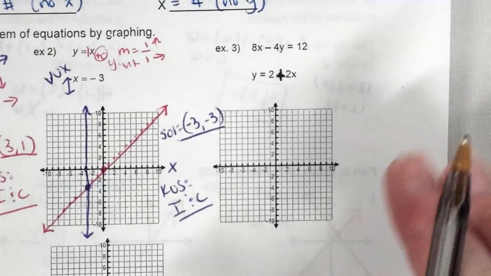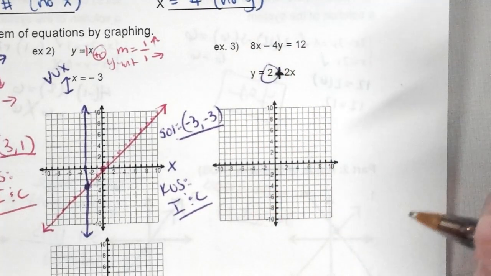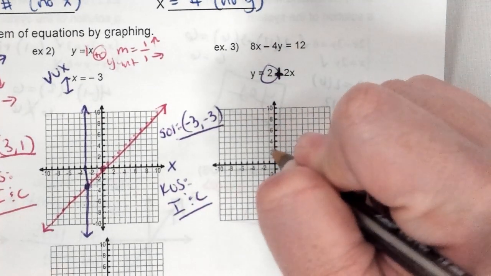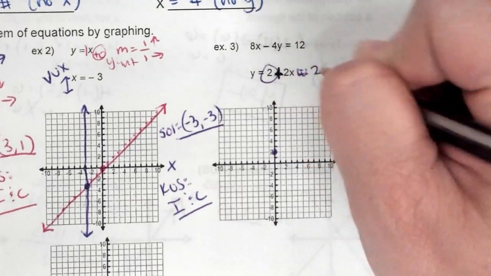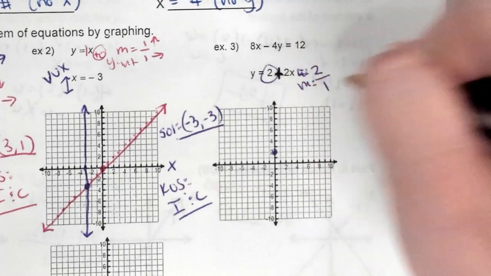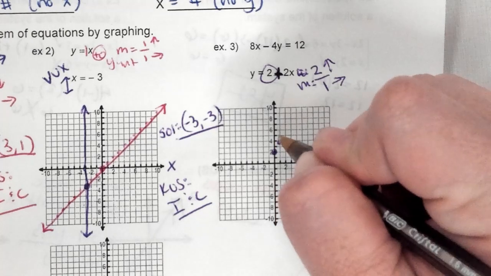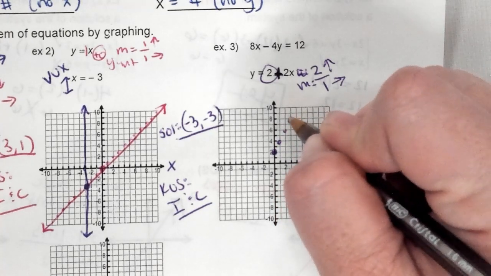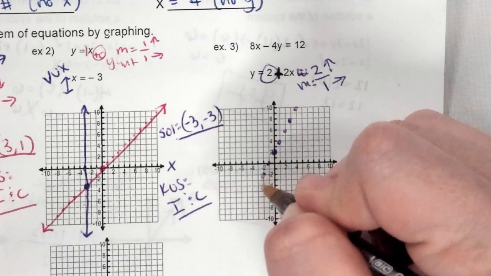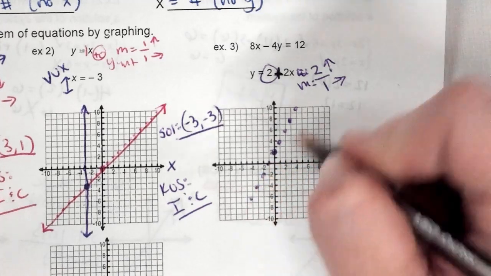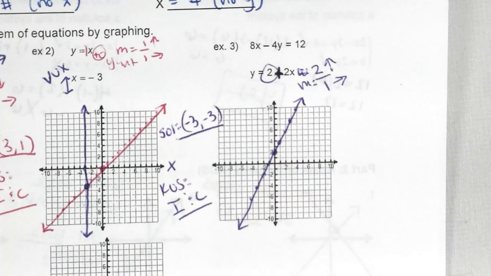Okay, on this one, I'm going to graph the easy one first that has y by itself. What's my y-intercept? 2. And what's my slope if it's not a fraction? It's 2. M equals 2 over 1. So I'm going to rise 2, run 1. So there's that line.